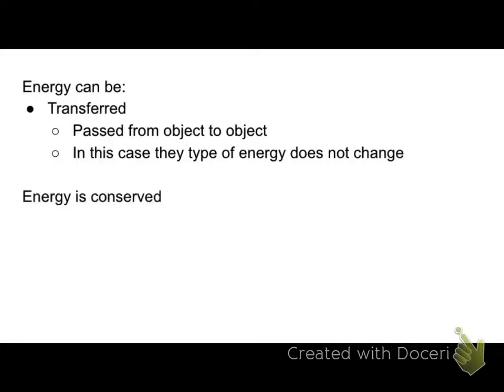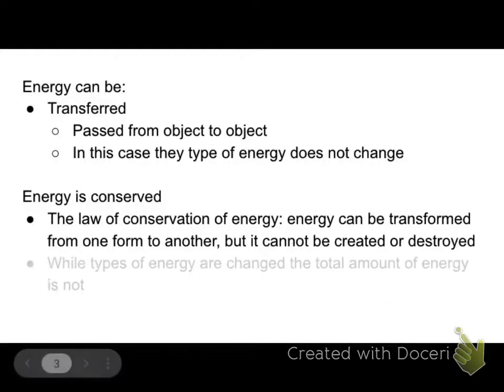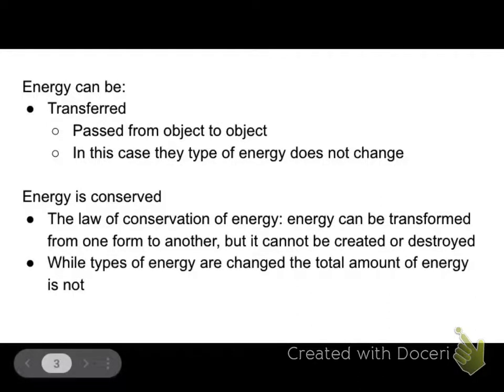It's important to remember in both these situations that energy is conserved. This is such a universal fact that we have found to be true over and over and over again that it's now considered a law. The law of conservation of energy says energy can be transformed from one form to another, but it can't be created or destroyed. You're not going to make any new energy. You're not going to destroy any energy that already exists. The type of energy can change, the object that the energy is in can change, but the total amount of energy will not change. It will be the same at the beginning and at the end.